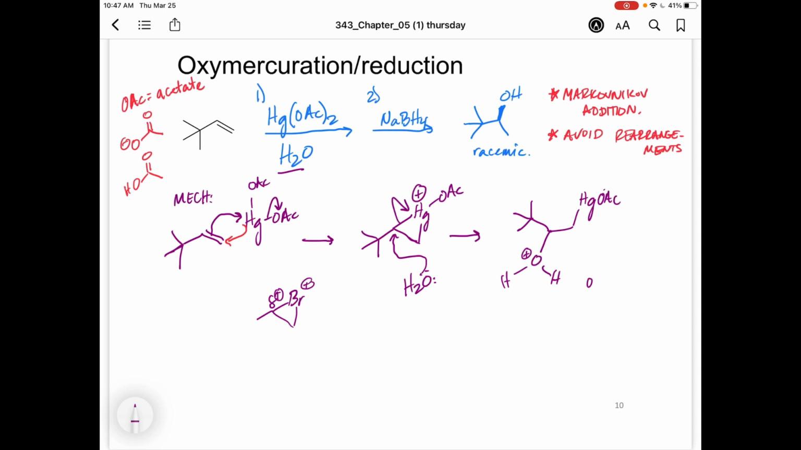Now we kicked out an acetate, so we can draw that in, or you can use OAc, either is fine. And we're going to deprotonate this really acidic proton. And this is going to give us the first step. This is the product after the first step before we run our reduction.